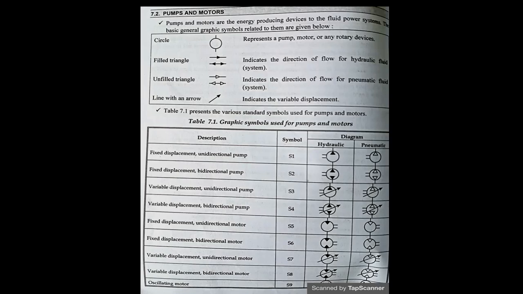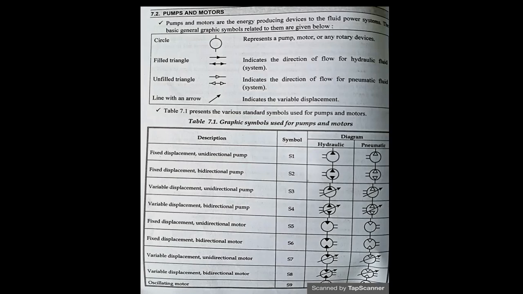So in total there are 11 categories, and we're going to see the symbols now. The first category is pump and motor. We all know that pump and motor are generally interrelated, which are nothing but energy producing devices in a fluid system.